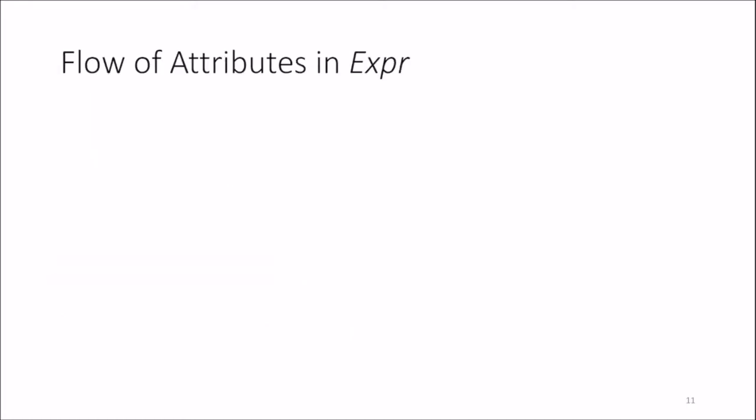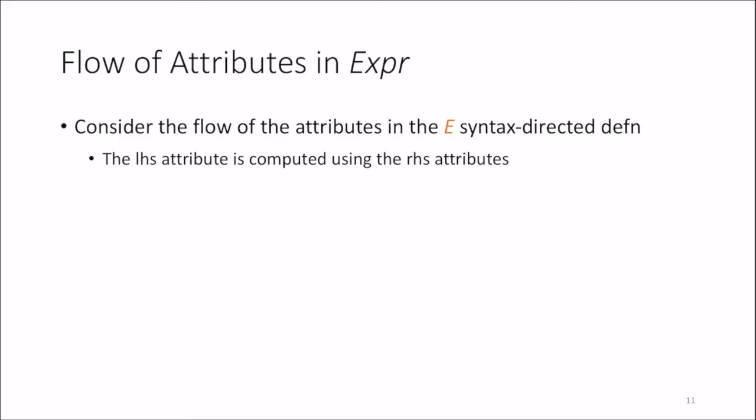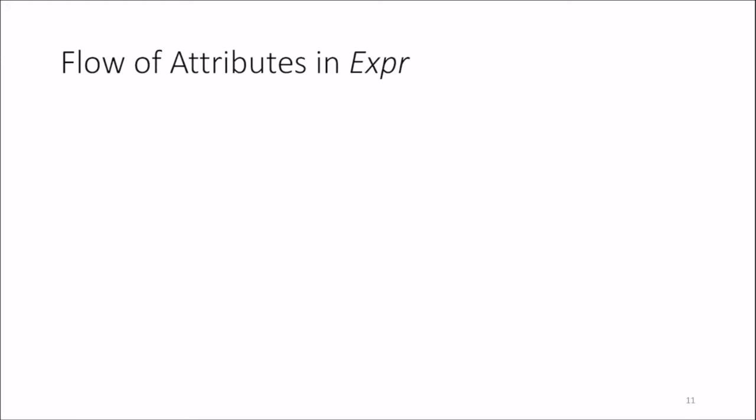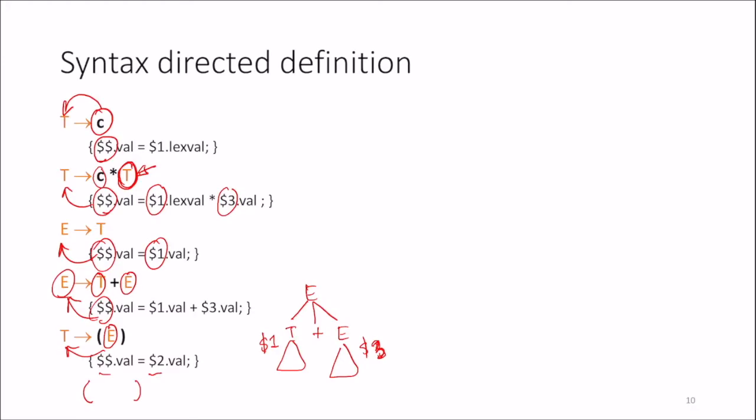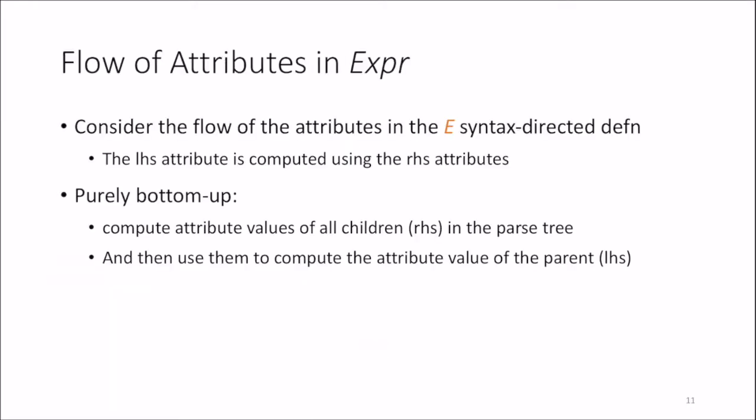So what is the flow of these attributes in this expression grammar? If you consider the flow of these attributes, you can look at each of the arrows I've drawn here. They're always going from the right-hand side towards the left-hand side. And if you think about what that means in a parse tree, that means that the values are always flowing from the bottom of the tree towards the top, as we saw in that example as well. So it's purely bottom up.